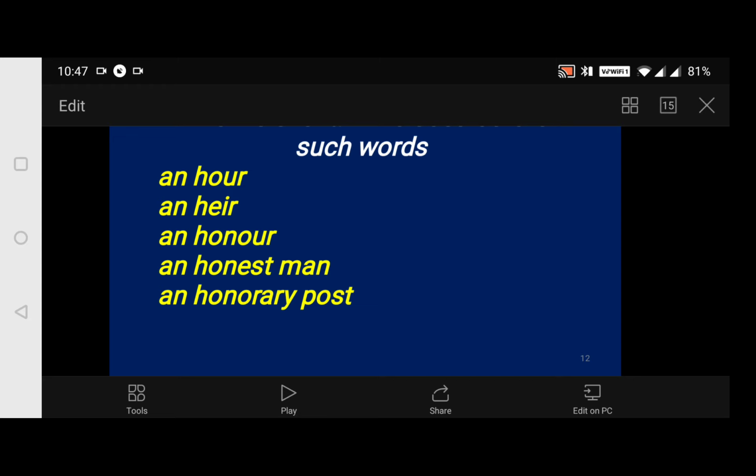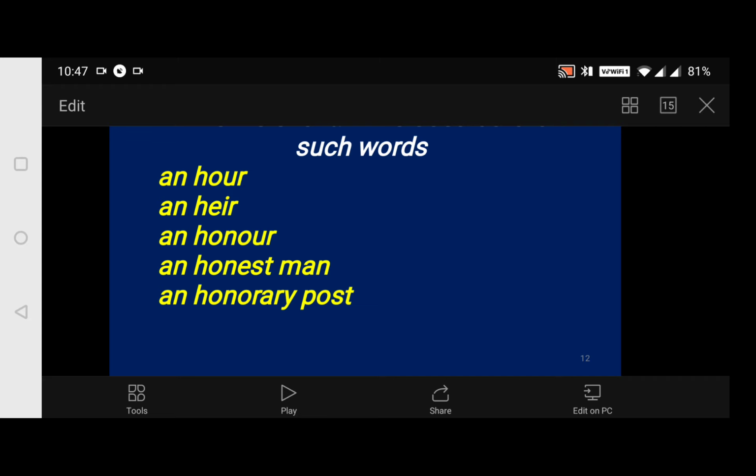Brutus is an honorable man. We have to say, H is silent, so it sounds like a vowel sound. Brutus is an honorable man. Then, he gave me a 1 rupee note. Like that, you have to be very cautious where to use the indefinite articles.